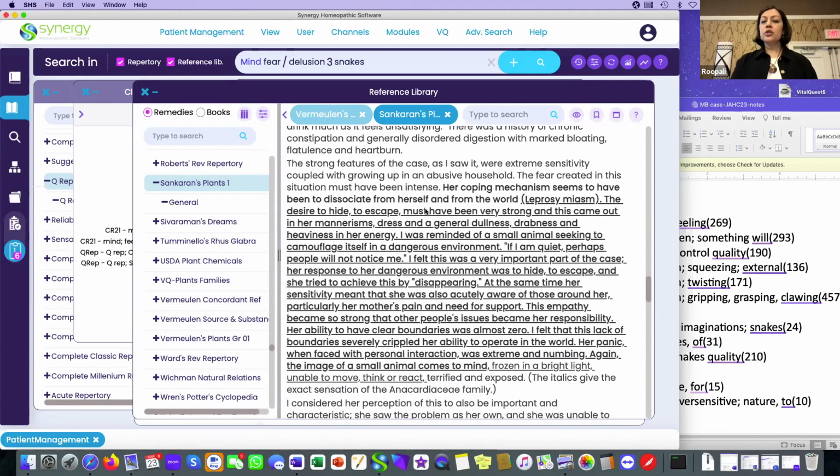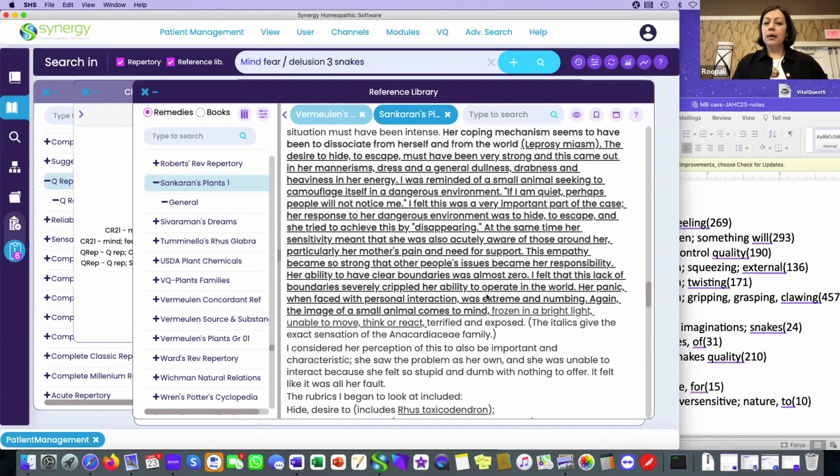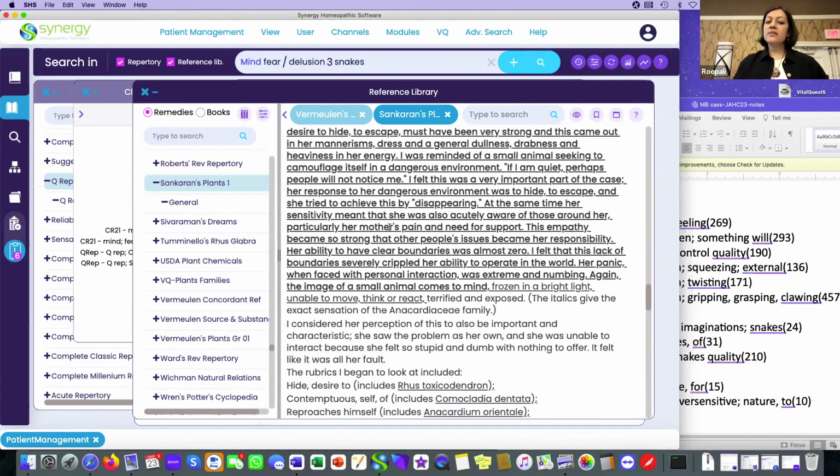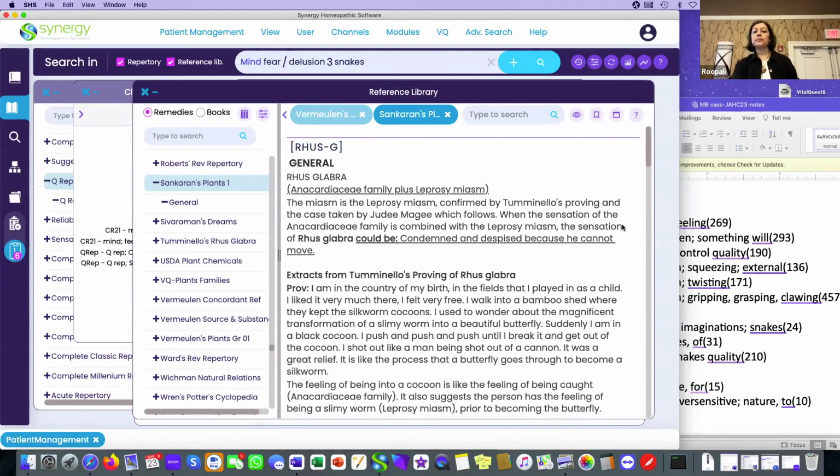But anyway, there's interesting stuff here. The other thing is, I wouldn't think of a snake, but I did. When I was looking at and rejecting a snake, I was also thinking, because of this trap and vice imagery, of a small animal caught in a vice. And interestingly, this case of Rhus glabra talks about, I was reminded of a small animal camouflaging itself in a dangerous environment. If I'm quiet, maybe people will not notice me. But her sensitivity meant that she was also acutely aware of those around her. So take it for what you will.